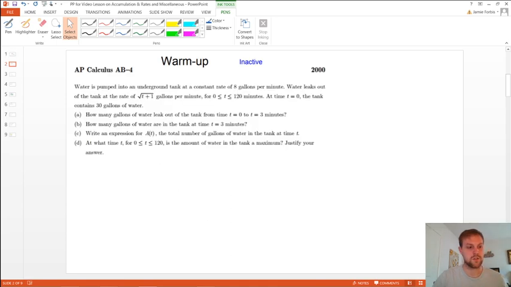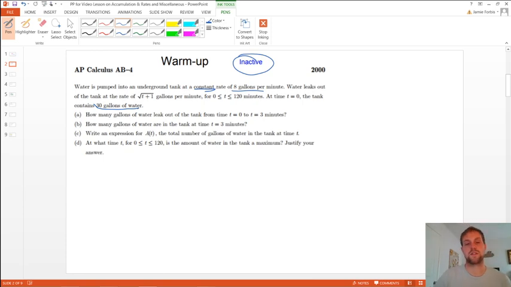All right, here's the first type, accumulation in rates. This is from 2000. This is a calculator inactive problem, so we can't use our calculator. So let's go ahead and jump into this bad boy. This says that water is pumped into an underground tank at a constant rate of 8 gallons per minute, and water leaks out of the tank at a rate of square root of t plus 1 gallons per minute between 0 and 120 minutes. And at time equals 0, initially, I have 30 gallons of water.